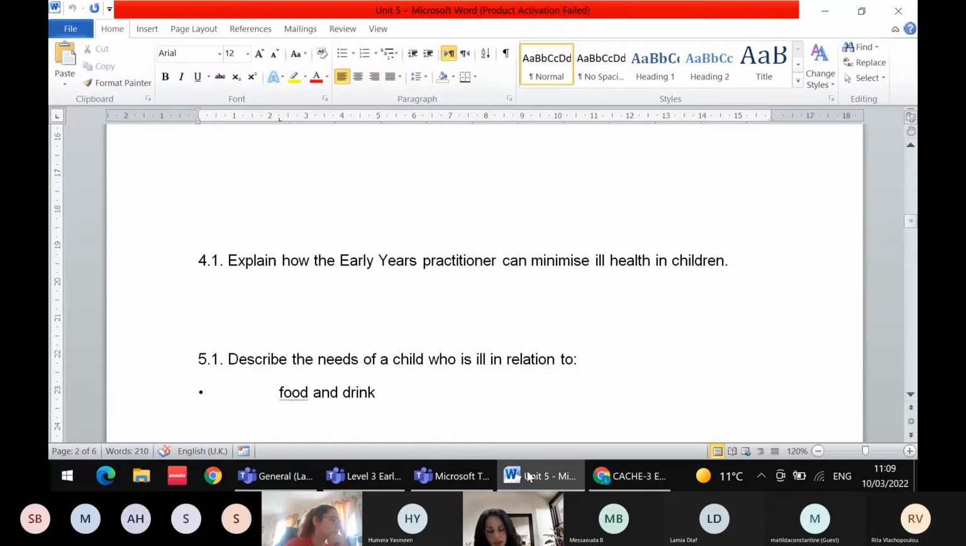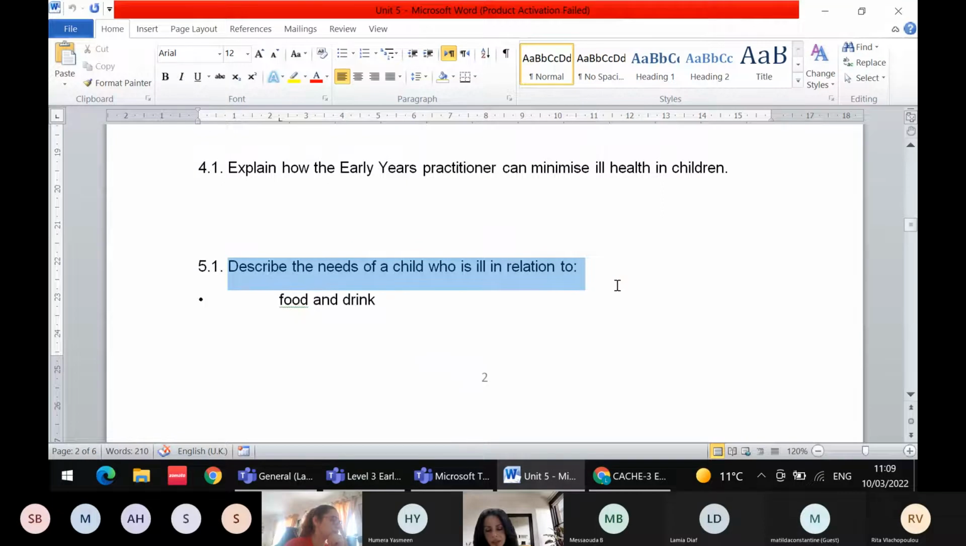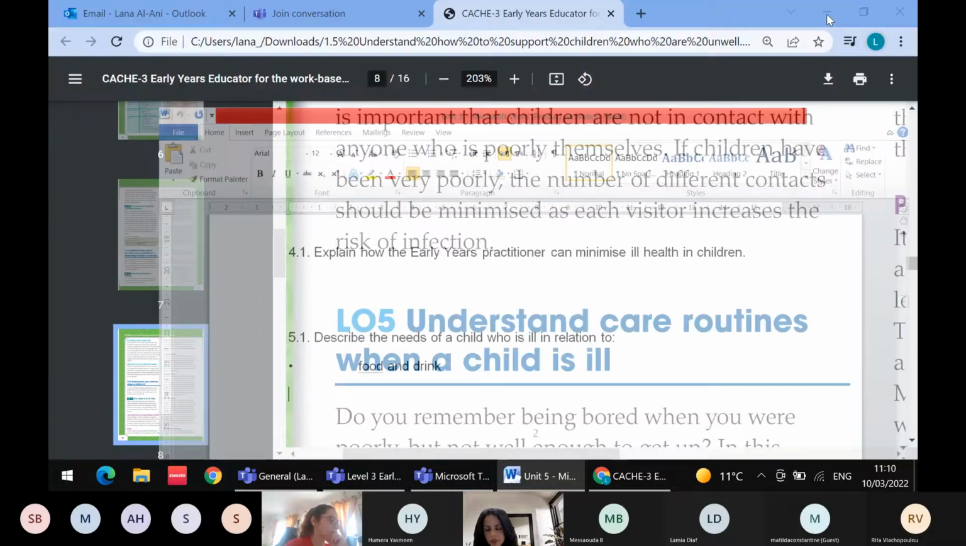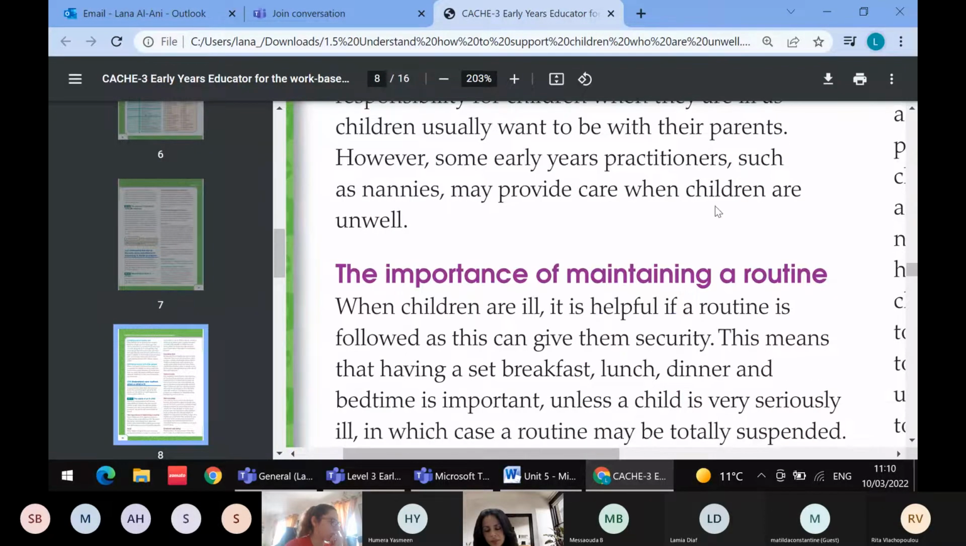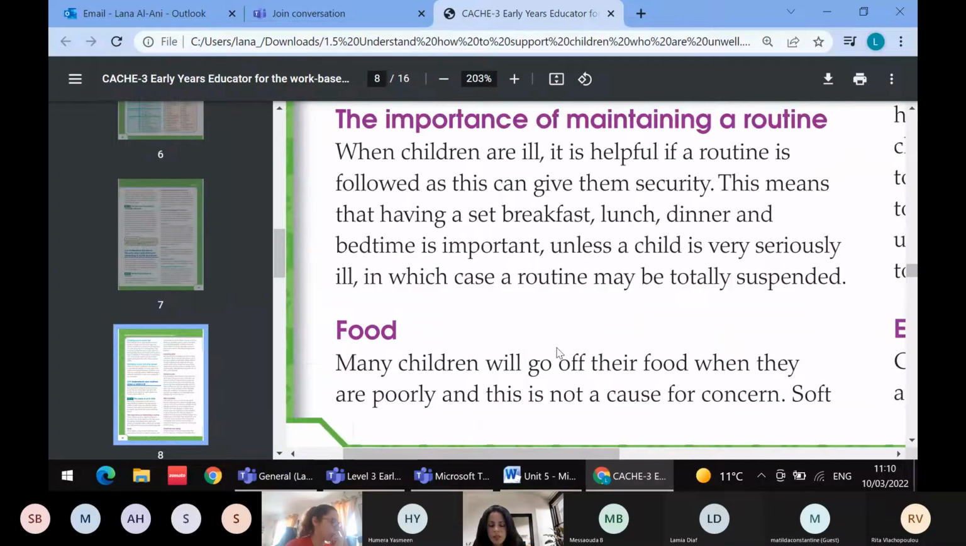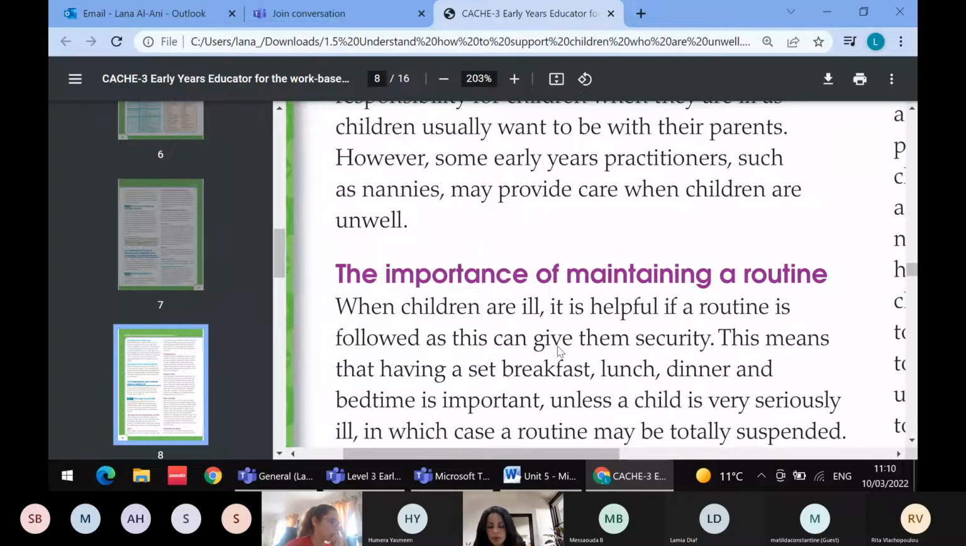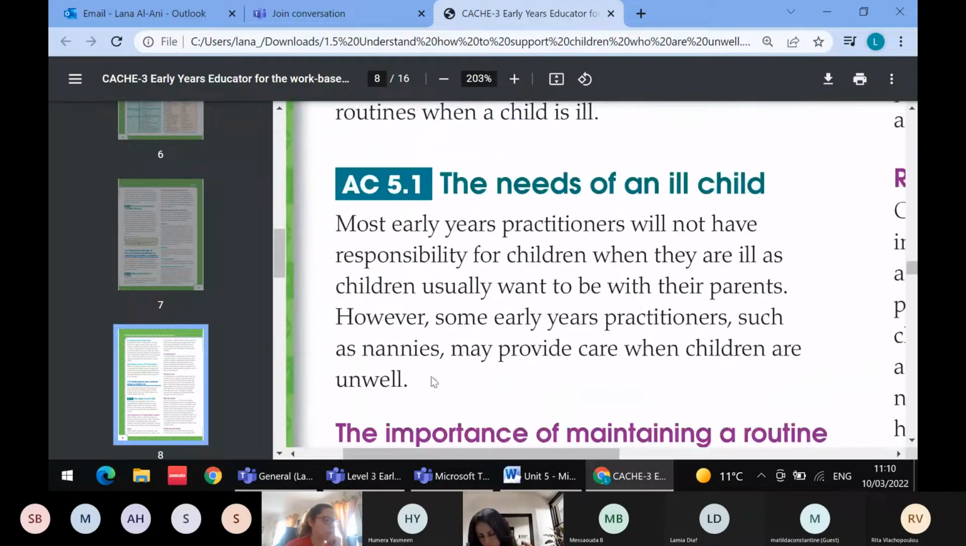So now question 5.1, describe the need of a child who is ill in relation to food and drink. So food and drink for the ill child. Let us go here. For 5.1, the need of an ill child. So in terms of food and drink, so what does it mean? Let us describe it anyway. So for the child who's ill, what do you need to do? What's your responsibility as a practitioner?